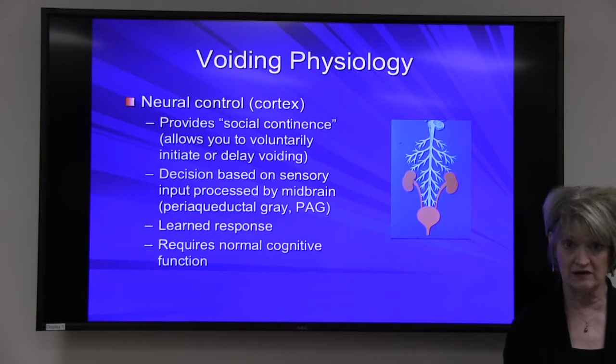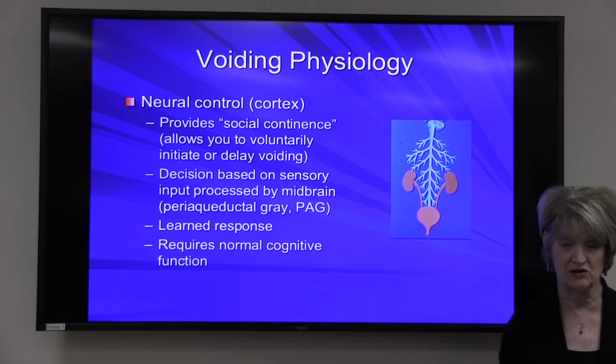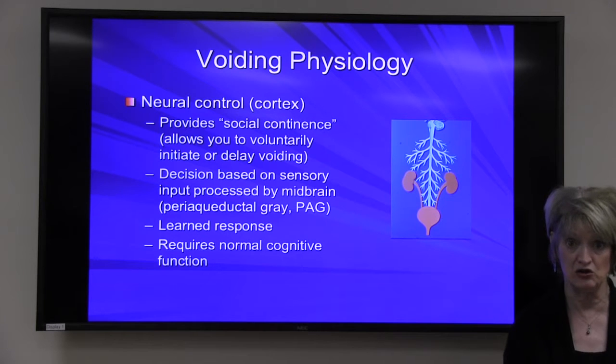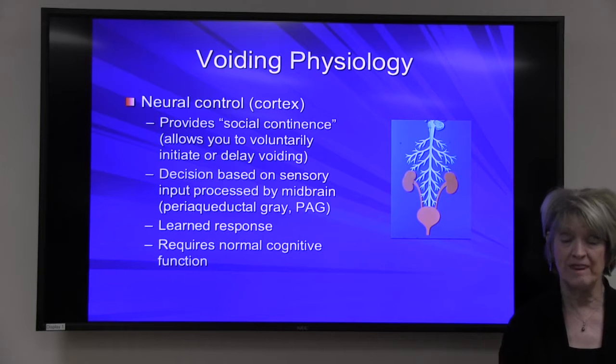You've all had that experience when you are so full that it's painful, and all you really want to do is pee. But it's not appropriate because you're in a meeting, because you're in a car, because you're on a plane, and you hold it until you get to a suitable place to void. That's what the cortex provides. Social continence, the ability to decide when and where to void, to initiate voiding when you don't have to go, to delay voiding when you have to go really, really badly.